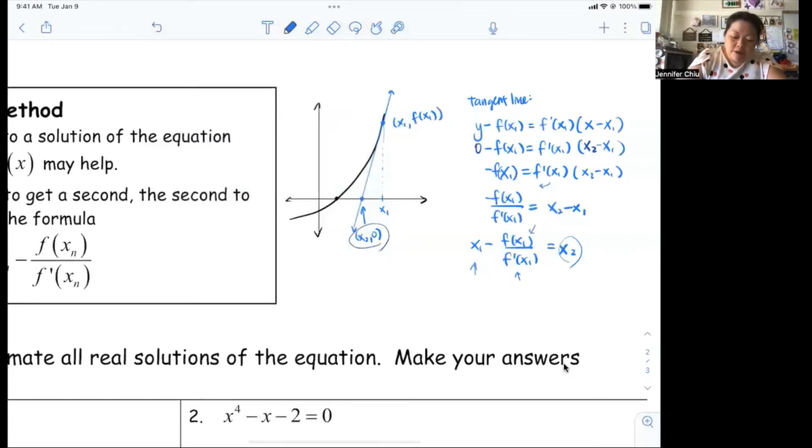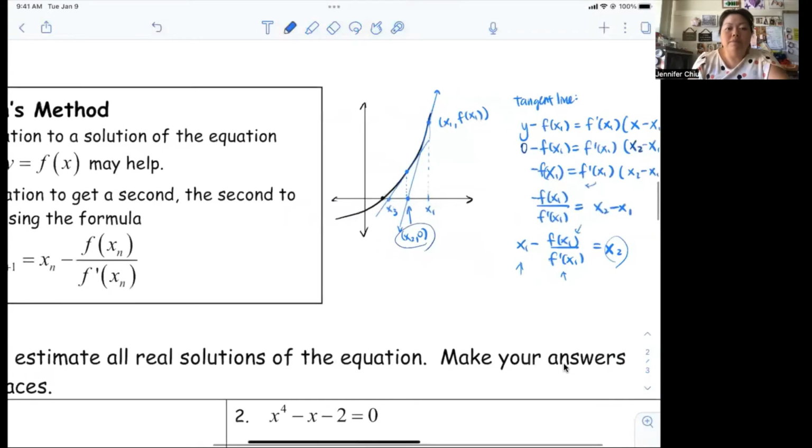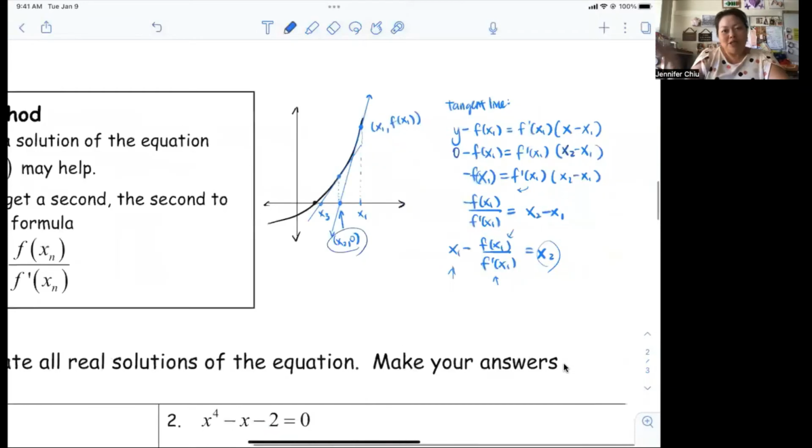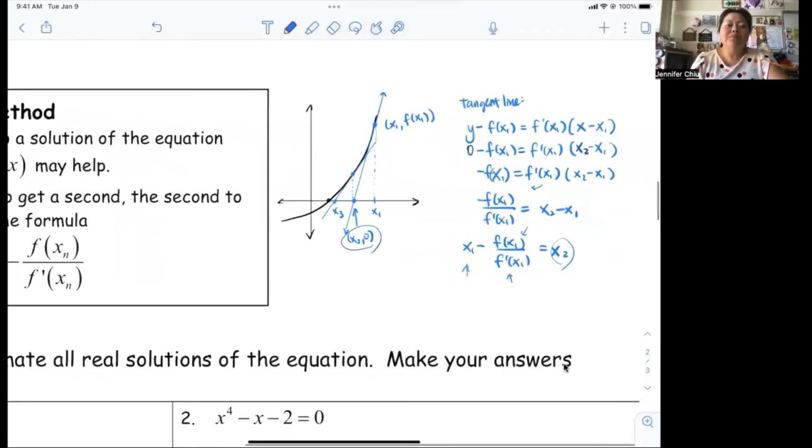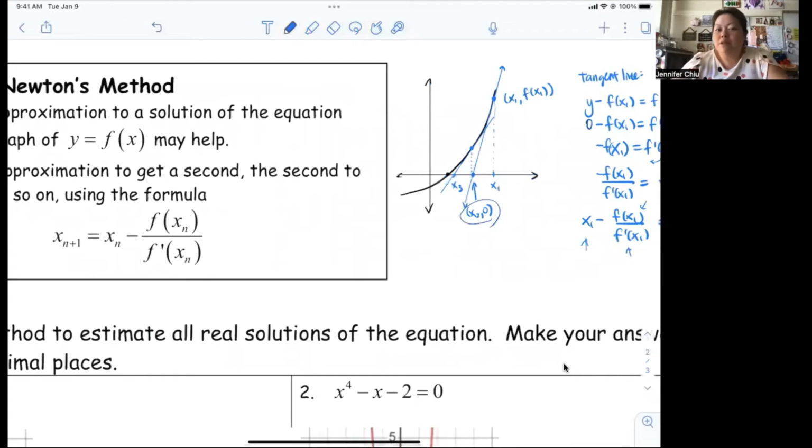Once you have that new point, you do the same thing again. You go up, that is your point. From there, you find the tangent line. You see how my tangent line is a little bit closer now, right? And that will be your x3, and so on and so forth. So your x1, x2, x3, you'll get as close as possible to the actual 0 that you want. So that's a proof of why this formula works. Now you can go back and rewatch it and see if that makes more sense, or you can accept that this is the formula.